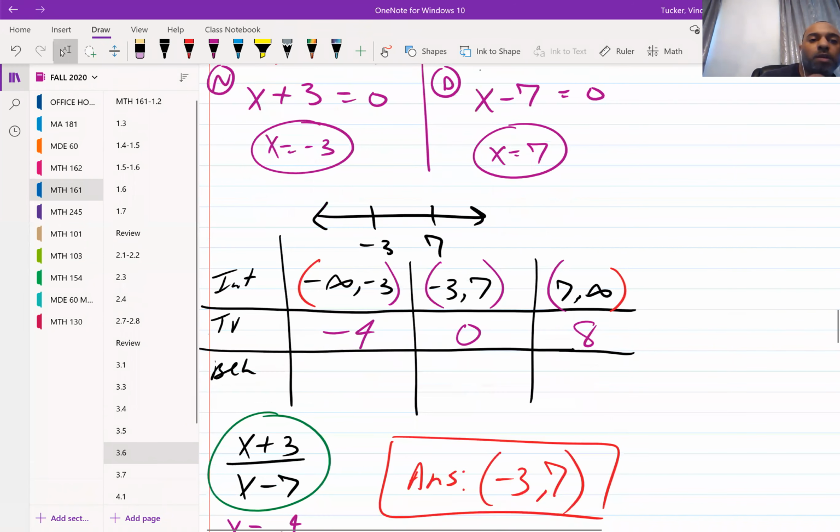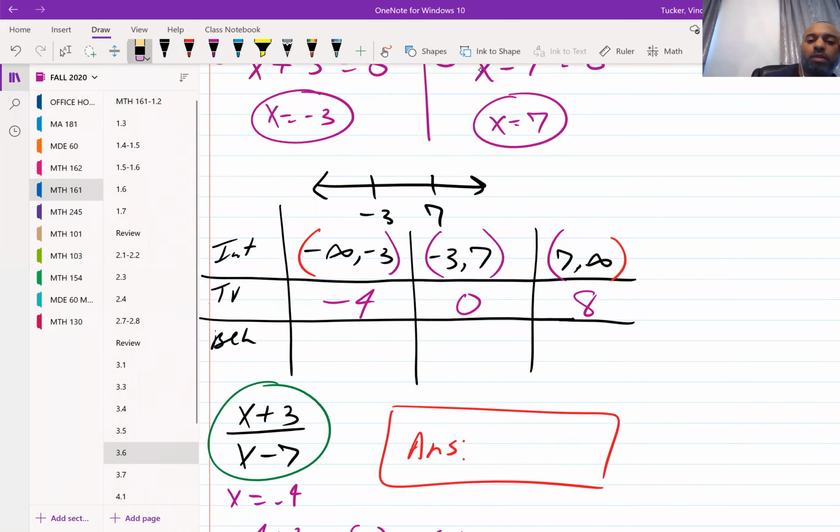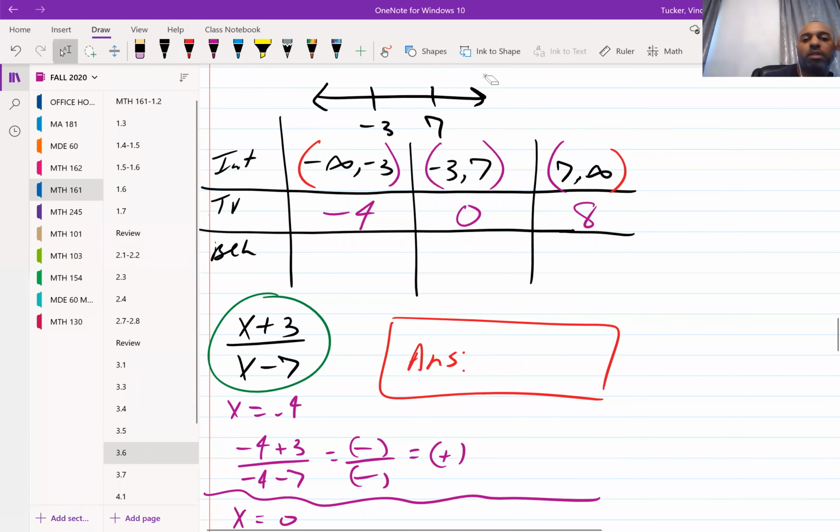So just like before, take those test values and plug them into our expression. This time our expression is (x + 3)/(x - 7). So I took negative 4 and plugged it in. That gives me a negative number over a negative number, which is a positive number.